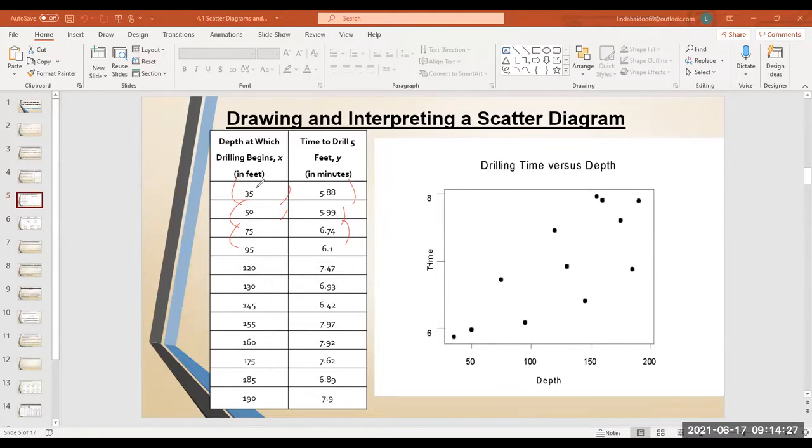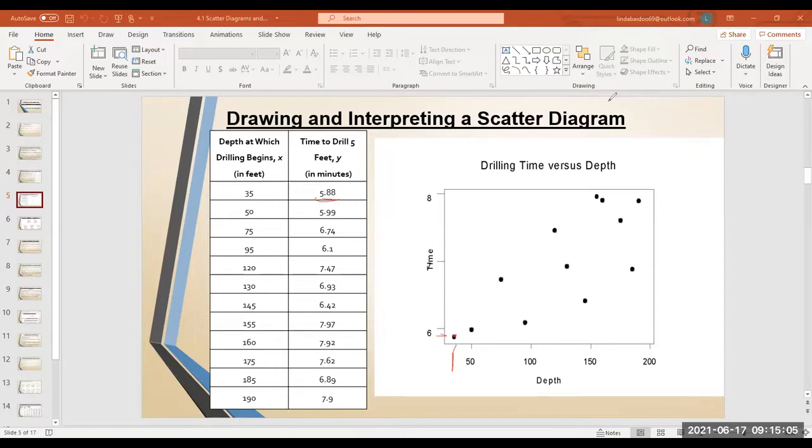Looking at the x, the smallest is 35 all the way to 190. You can decide to use differences of 50 or 30, whatever you want as your scale. And then for the y, the smallest we have is 5.50 and the highest, I think, is 7.97. So we are choosing between 6 and 8: 6, 7, and 8. And then we just plot it. Take 35, which is going to be somewhere here, and then 5.8, which is below 6. So that is your first point.